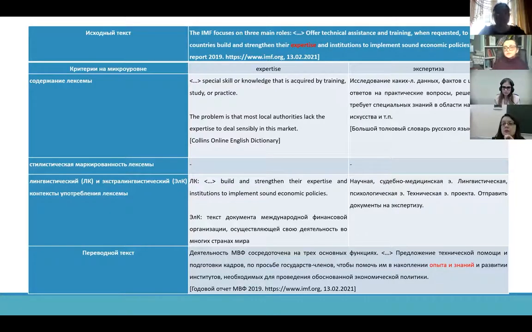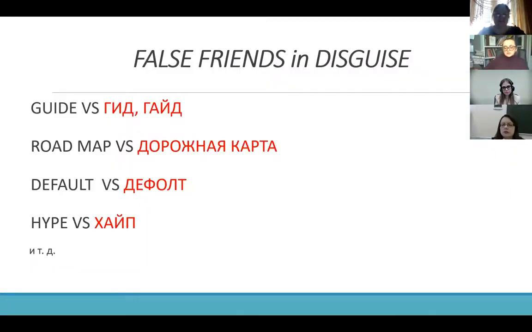text from an official report, which was placed on the official site, and we can see that translators at the IMF managed to transfer the real meaning of this word. We always hear about these false friends of interpreter, like guide, roadmap, дорожная карта, and there are a lot of different variants, because they can be different.